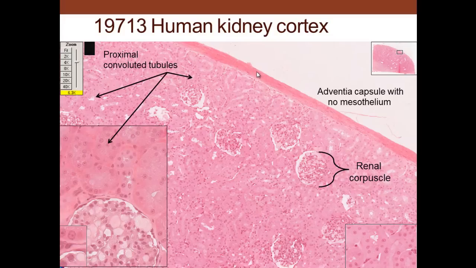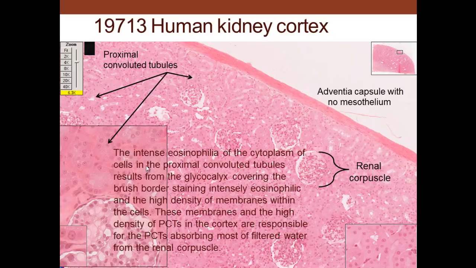Here we see the kidney. This is the capsule in through there, no mesothelium, as I said. Proximal tubules, most of these tubules are proximal tubules, renal corpuscle. The intense eosinophilia that we see in the proximal tubules of the cytoplasm is partly due to the glycocalyx of the brush border, which stains intensely eosinophilic.